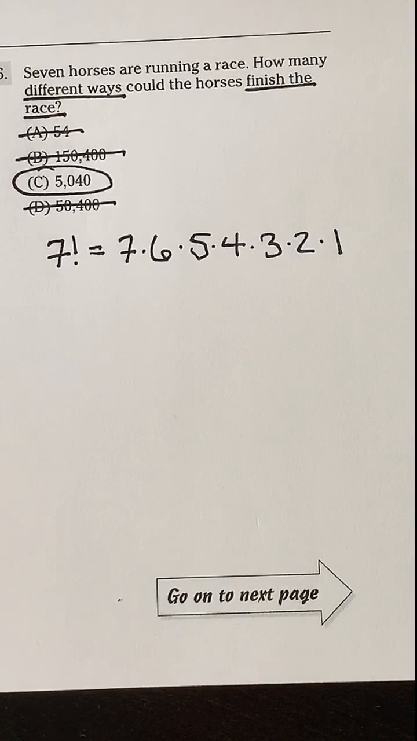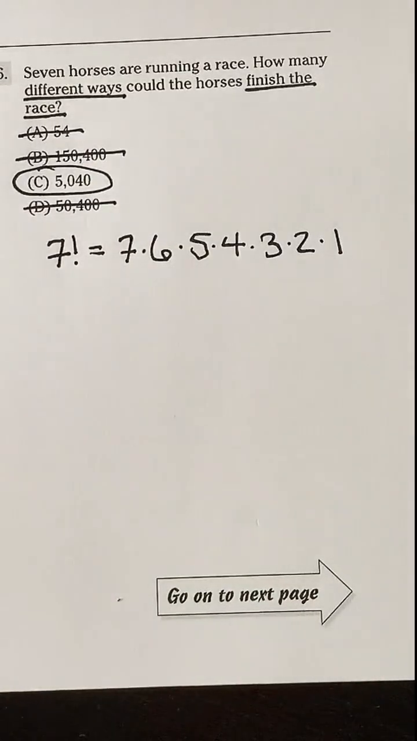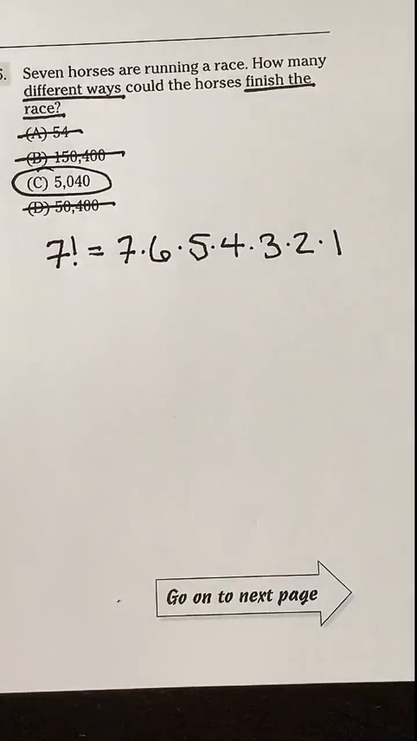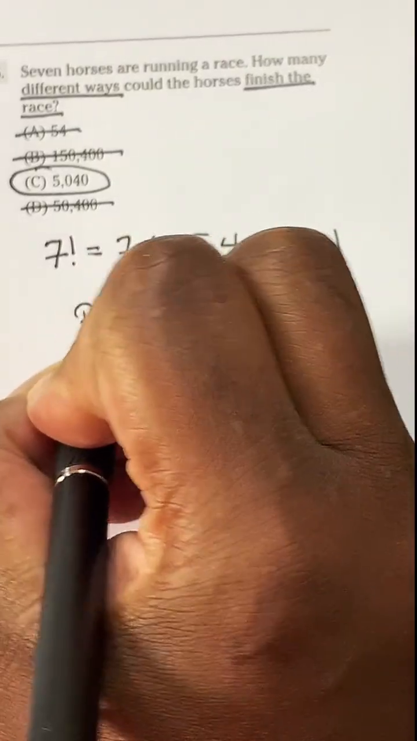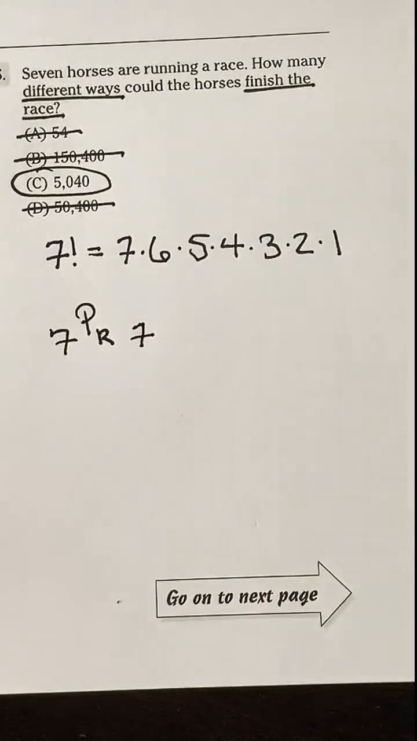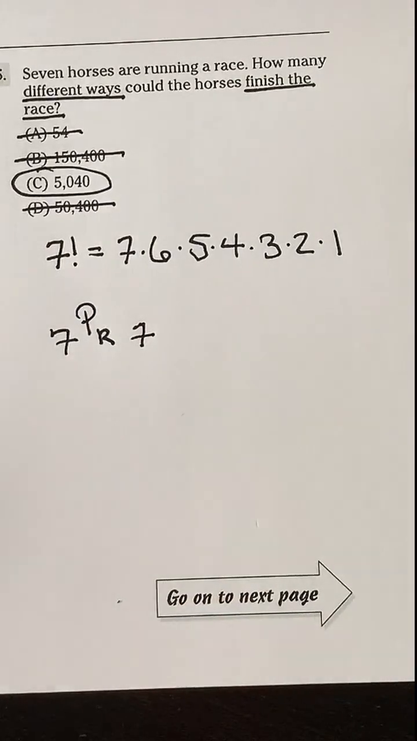So when you see anything about doing things in different ways and they didn't say anything about order, that's combination. But since we're dealing with finishing the race, order is involved. Some people might see it like the 7 and the 7, but we got the whole factorial.